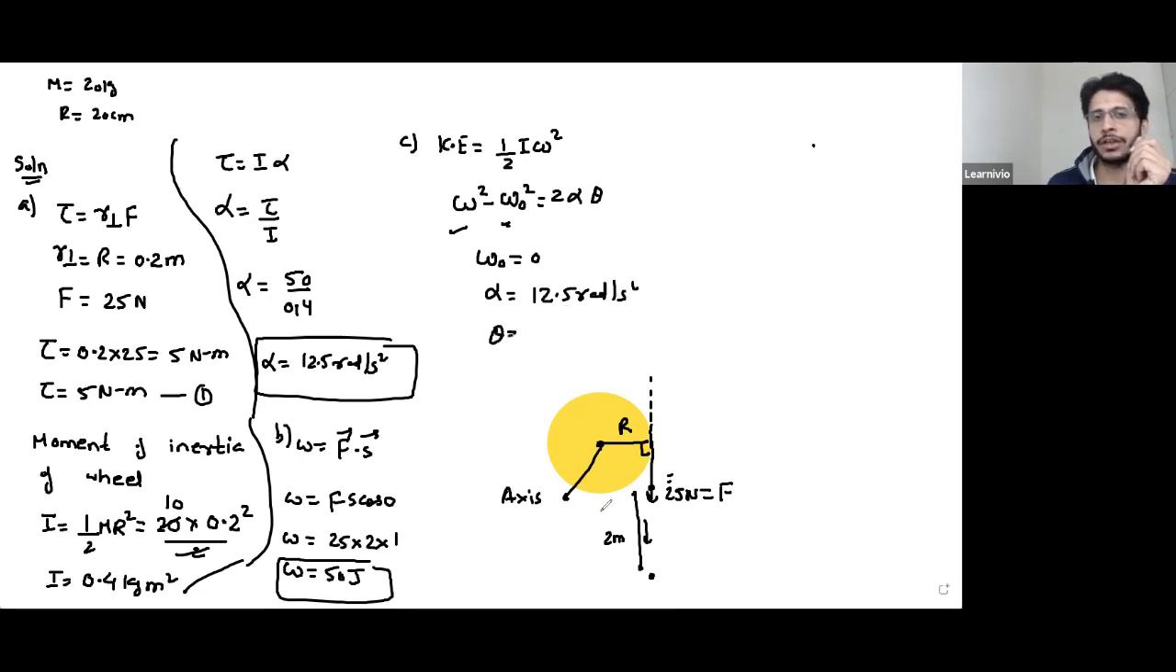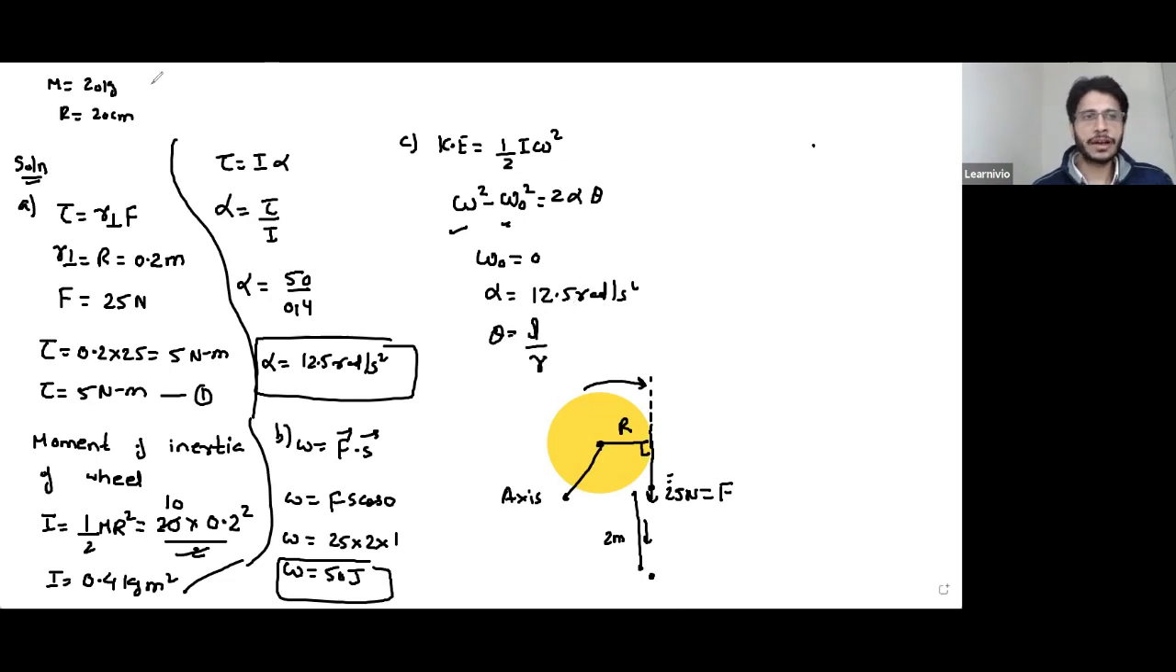Theta, you can calculate through this linear displacement. See, you are pulling your cord by 2 meters. So the displacement of the cord is 2 meters, linear displacement. Due to the linear displacement of the cord, this wheel will rotate by a certain angle. So you can relate the linear displacement of the cord with the angular displacement of the wheel. So you can write your theta as L by R.